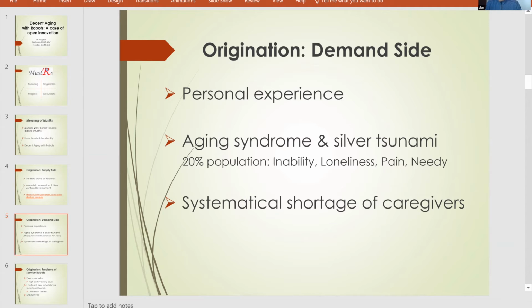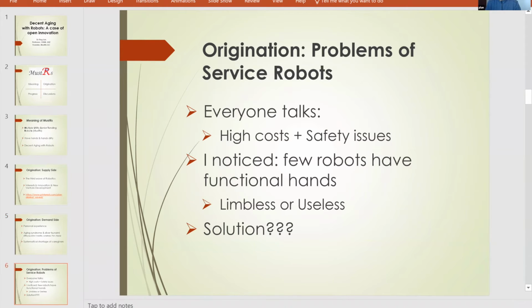Also, I think you all know about the systematic shortage of caregivers. You can read about it from many countries: Japan, China, the US, the UK. It is everywhere. It is systemic. When we mention this, we finally realize the problem, right?